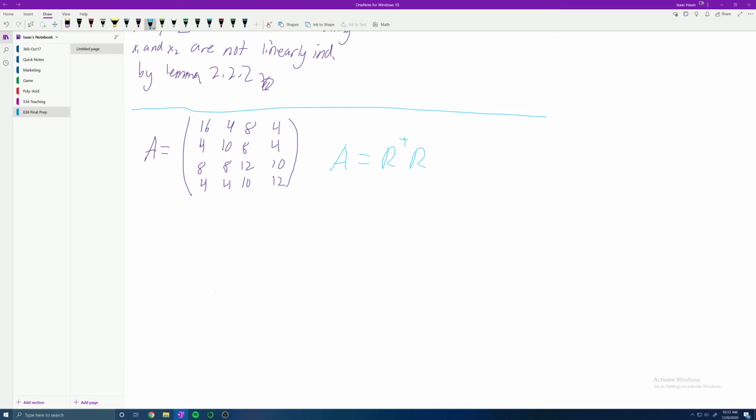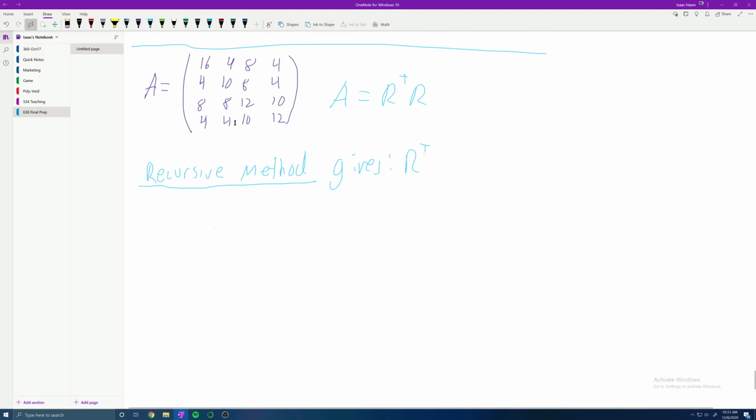So like I said, I'm going to be computing this two different ways. The first one will be the recursive method. And that gives us R transpose. And we can do this because A is positive definite and it's symmetric as well. Positive definite means it has all positive eigenvalues, and symmetric means it's equal to its transpose, which we see is the case here.